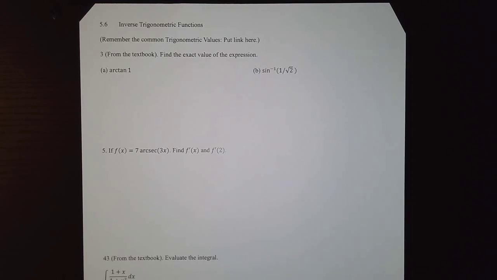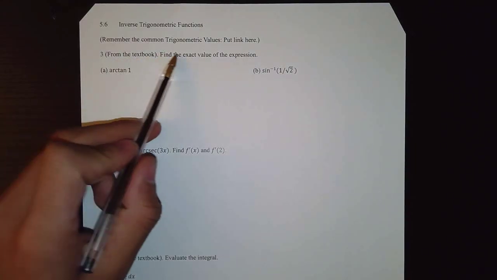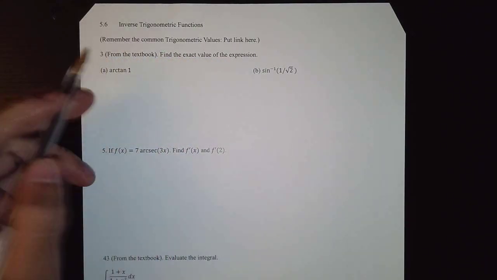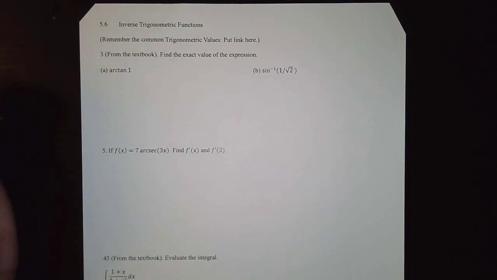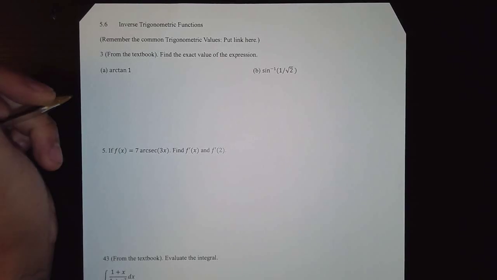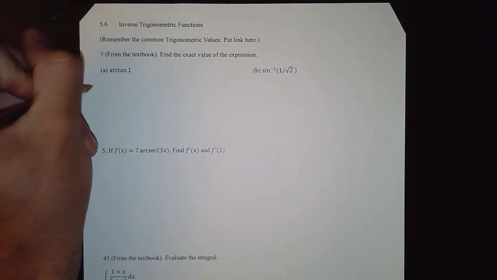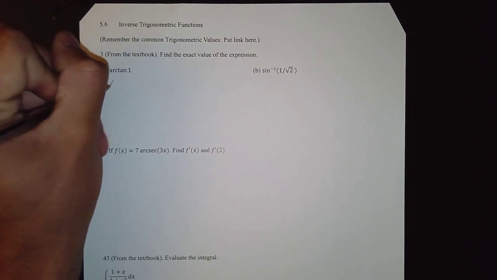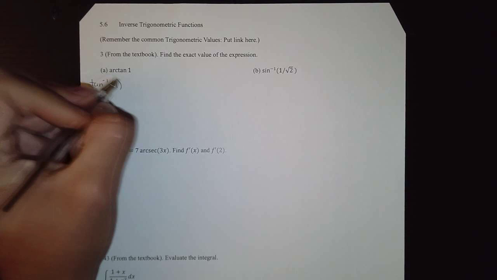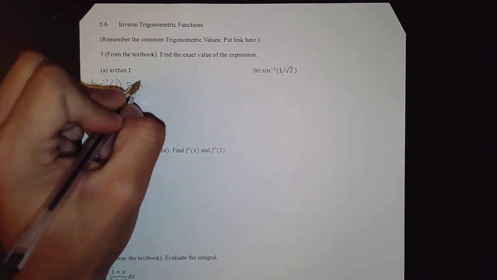Okay, 5.6. Inverse trigonometric functions. Problem number 3 from the textbook says, find the exact value of the expression arctan 1. And so we can rewrite arctangent of 1 as the inverse tangent function at 1, and it's equal to some number.